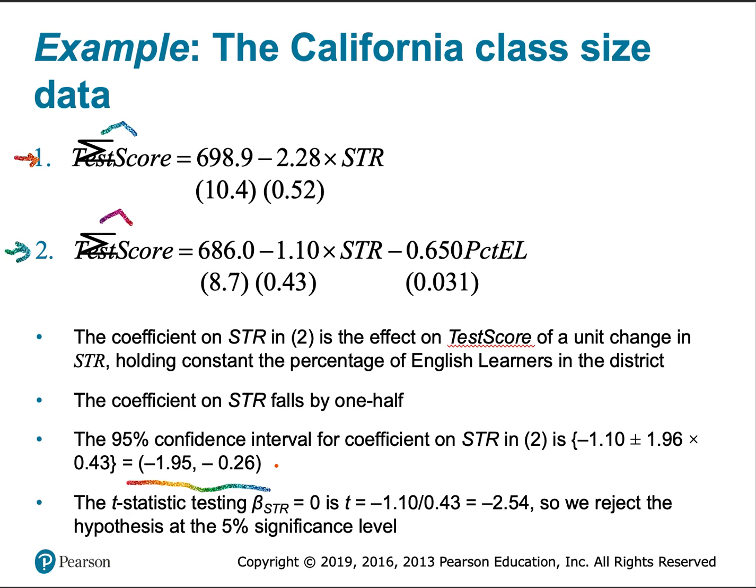The t-statistic testing the hypothesis that the coefficient on the student-to-teacher ratio is equal to 0 is negative 1.1 divided by 0.43. That's the coefficient divided by the standard error, and that gives us negative 2.54. This is our t-statistic, which is more extreme than negative 1.96. So we reject the hypothesis at the 5% significance level because our t-statistic is beyond the critical value.